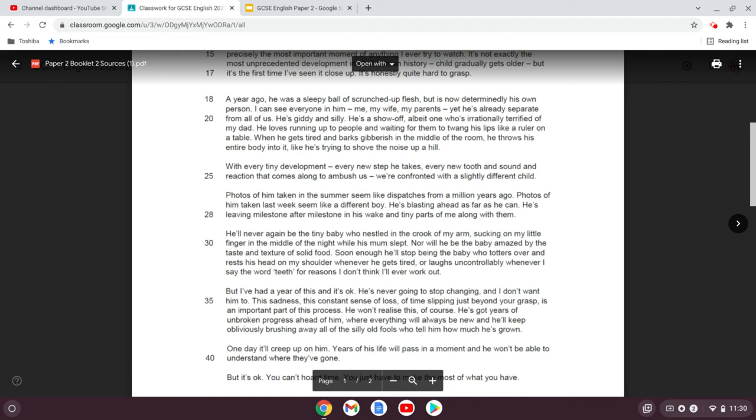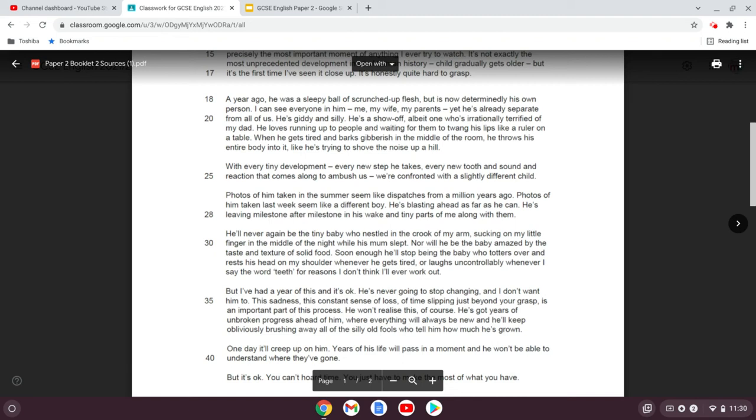He'll never again be the tiny baby who nestled into the crook of my arm, sucking on my little finger in the middle of the night while his mum slept. Nor will he be the baby amazed by the taste and texture of solid food. Soon enough, he'll stop being the baby who totters over and rests his head on my shoulder whenever he gets tired, or laughs uncontrollably whenever I say the word teeth for reasons I don't think I'll ever work out. But I've had a year of this, and it's okay.